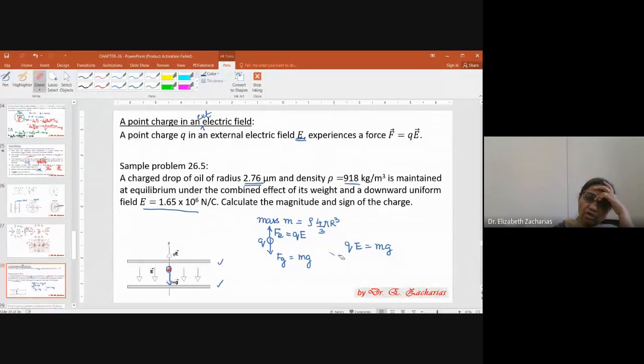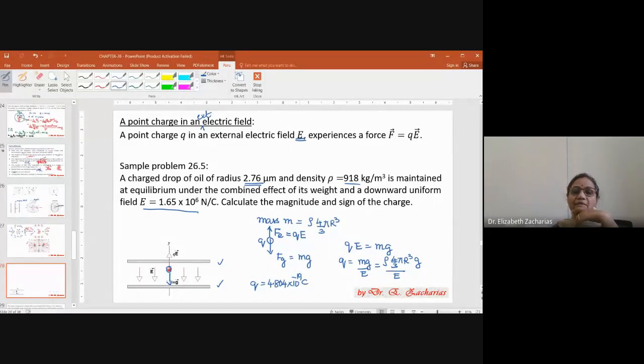So the charge on the drop will be Q equal to mg by E. What is my m? m is rho into 4 by 3 pi capital R cube, then of course g divided by E. I can substitute for all this, and I find that Q equals 4.804 into 10 to the power of minus 19 coulomb.